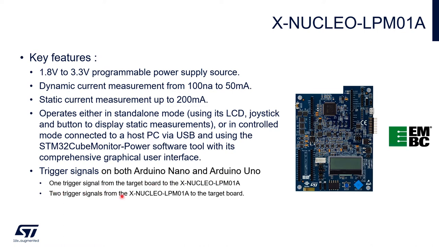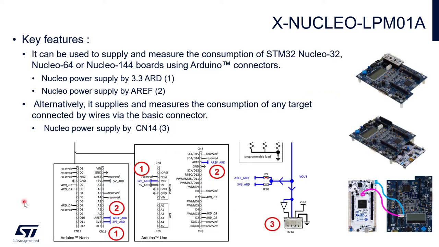There is one trigger signal from the target board to the shield, and two trigger signals from the shield to the target board. A Nucleo evaluation board can be connected directly to the PowerShield by the Arduino connector. In this case, the PowerShield supplies and measures current by the pin 3.3V ARD or by the pin RF ARD. But it's also possible to power supply and measure consumption of another target connected by wire via the basic connector on the PowerShield.